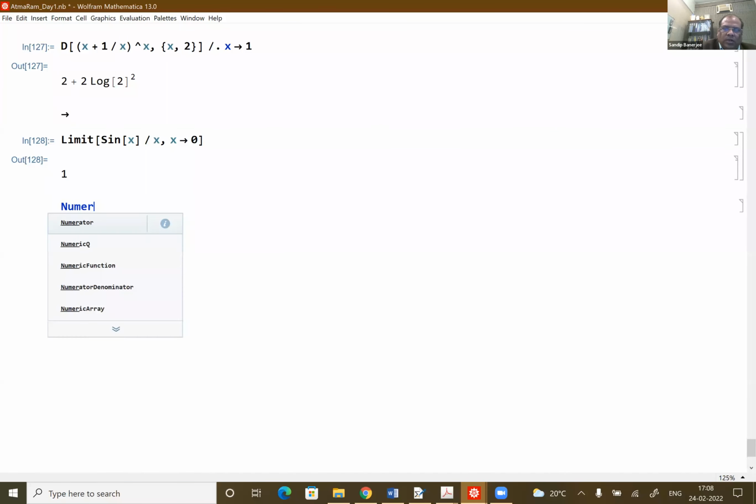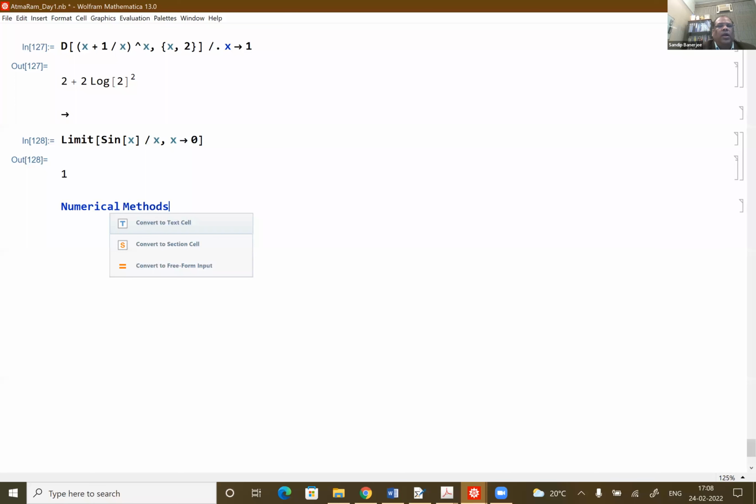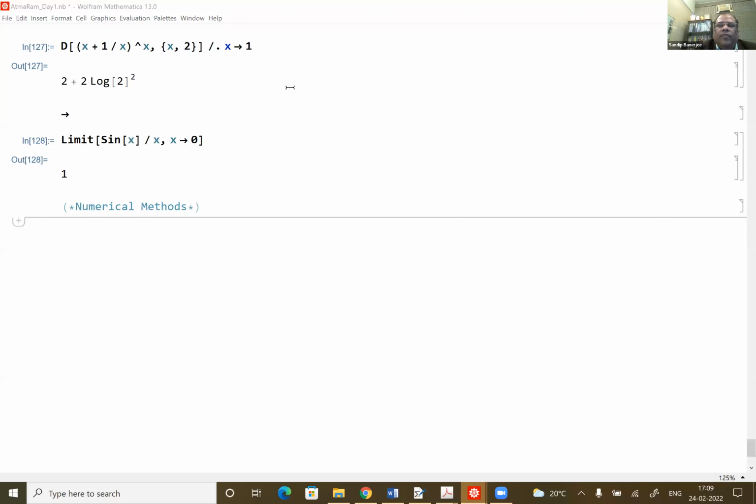Now let's just explore numerical methods. Okay, so if you want to write something in Mathematica which will not be read as commands, something like a title, you have to put it in a star like this. So this is now deactivated. It will not work as anything. But you can see this is now numerical methods. Okay.